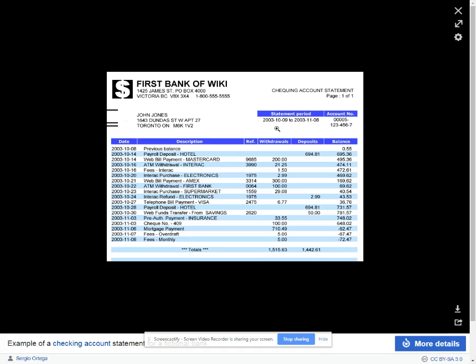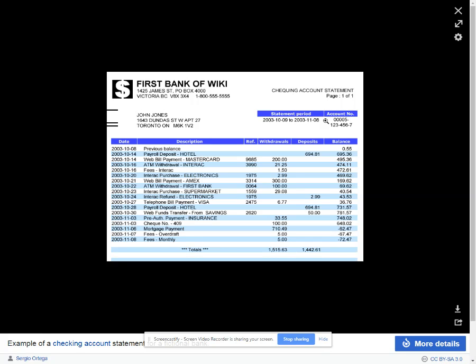This is actually listed as dates, but the dates are a little bit backwards from what we're typically seeing when we look at dates. First, you're going to see that this is the year 2003, then the month is listed, and then the day. So this statement period is going from the month of October in 2003 to the month of November 2003, and you typically get a checking account statement once a month.